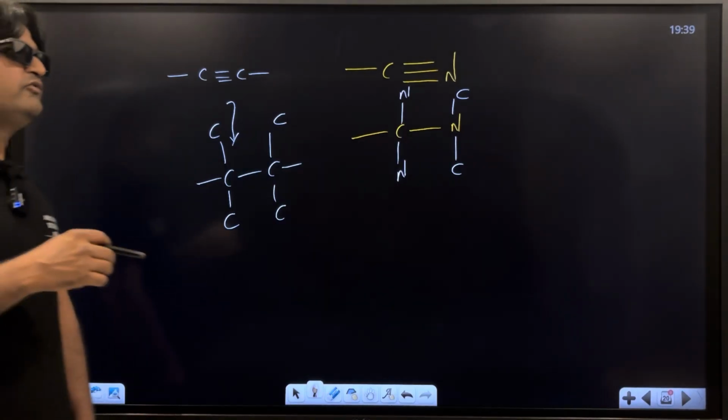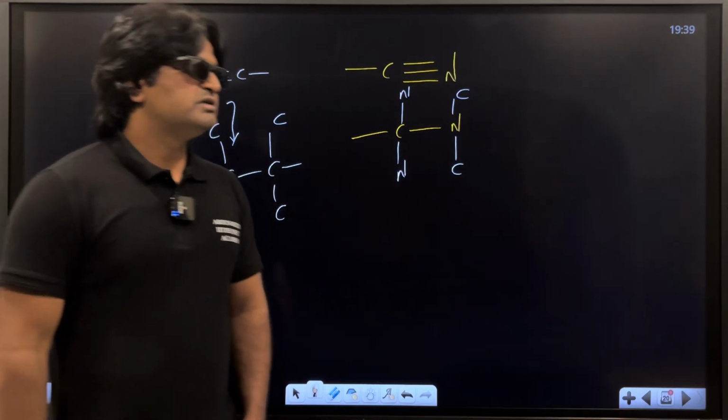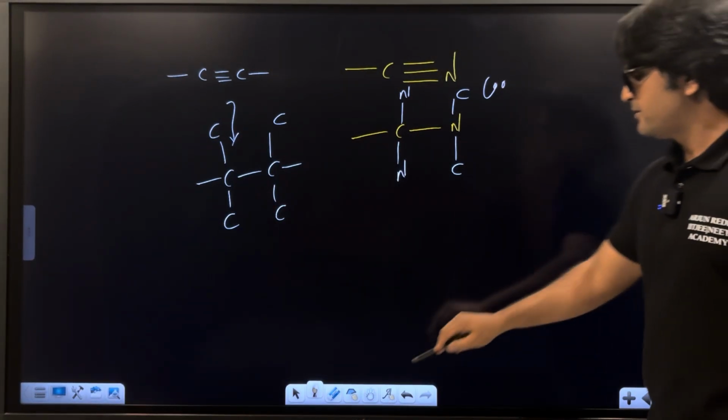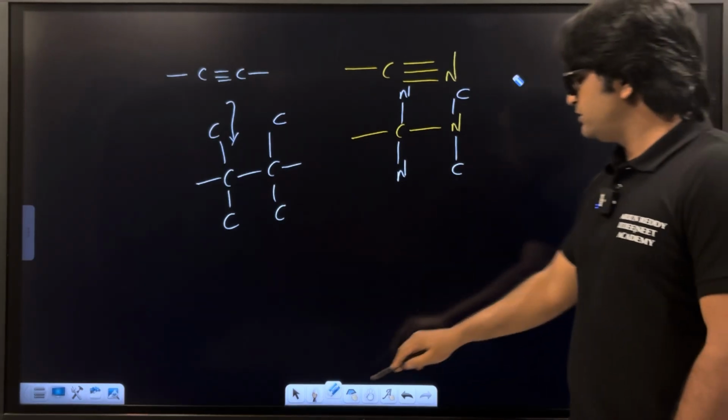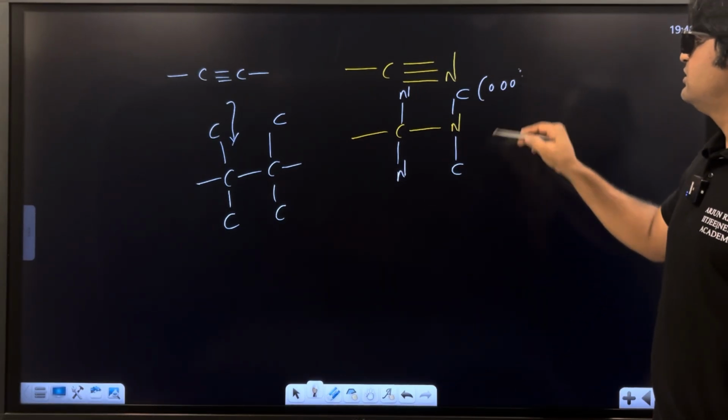So duplication we apply on double bonded systems, triplication we apply on triple bonded systems. And sometimes in some books, after applying duplication and triplication, they write like this: 0, 0 and 0.